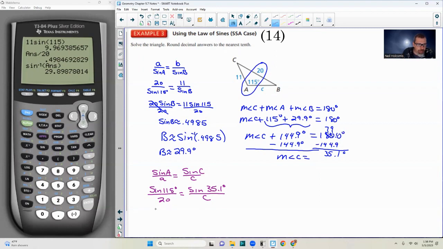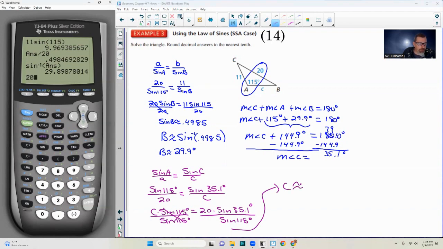So I cross multiply and I get C times the sine of 115 degrees equals 20 times the sine of 35.1 degrees. I'm trying to get C by itself, so I'm going to divide by the sine of 115 degrees, divide by the sine of 115 degrees. So these will cancel, and I'll move it over here. C will be approximately, and we're going to put this in the calculator. So I go 20 sine 35.1, that's my numerator, hit enter.